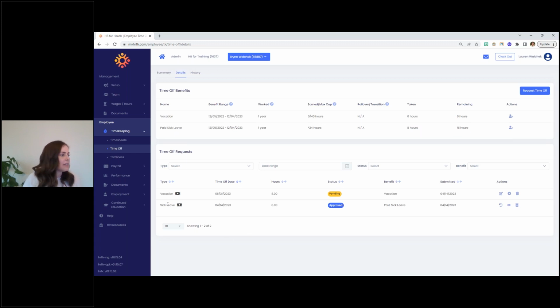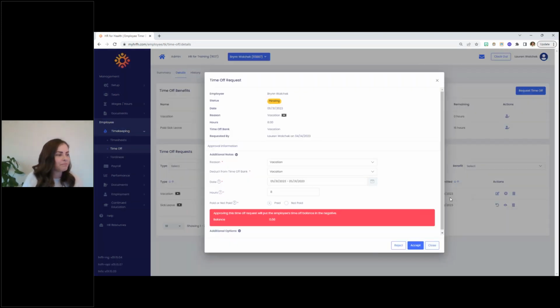You can see here that the vacation request is still pending, so the manager hasn't approved this yet. And the sick leave one has already been approved and it was applied to the paid sick leave bank. So the manager would come in and see, okay, there's a pending request here. Let me click manage next to it.